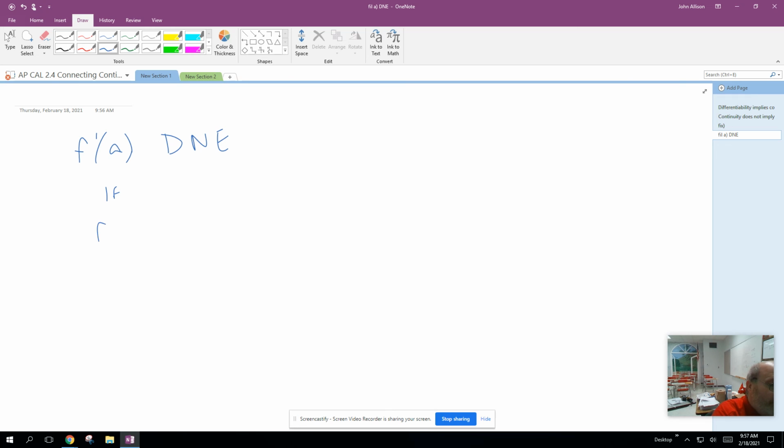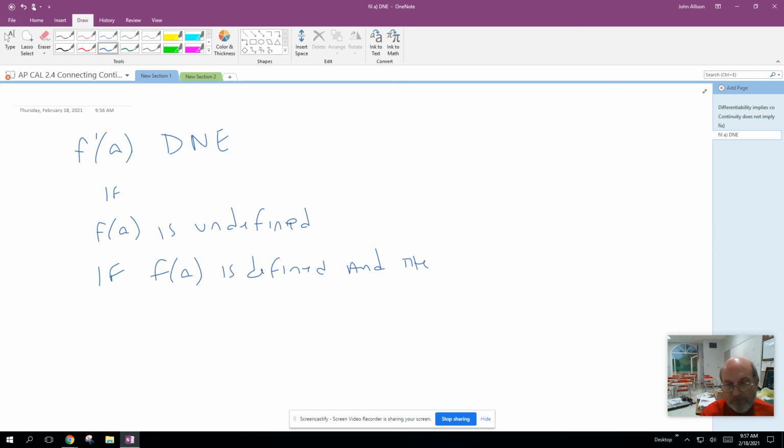if f of a is undefined, meaning a is not in the domain of the function, or if f of a is defined, and the graph of f of x results in a sharp corner or cusp, that's what leads to the limit from the left and limit from the right of the definition of the derivative not being equal. Sharp corner or cusp.